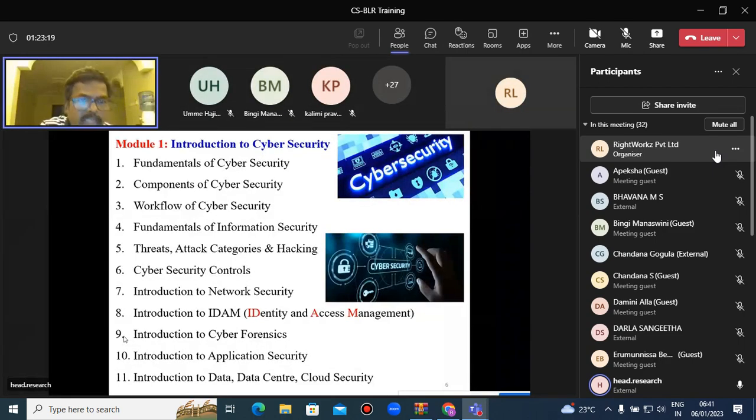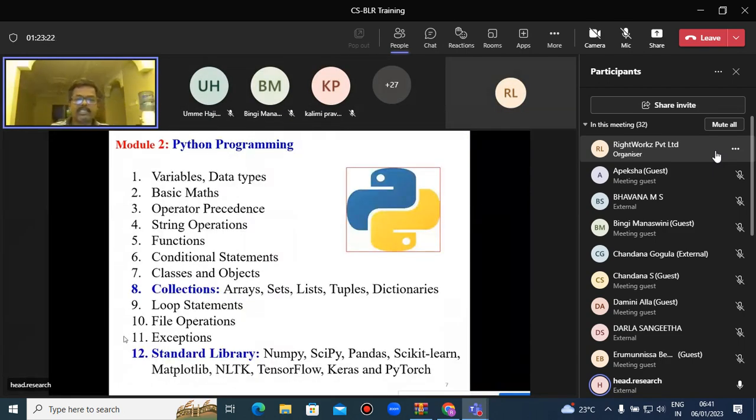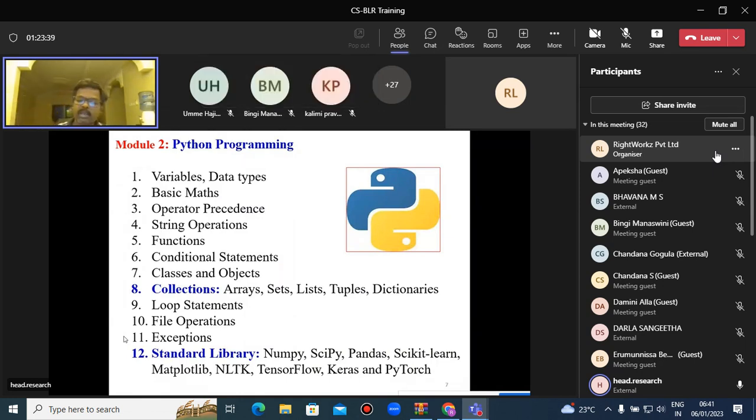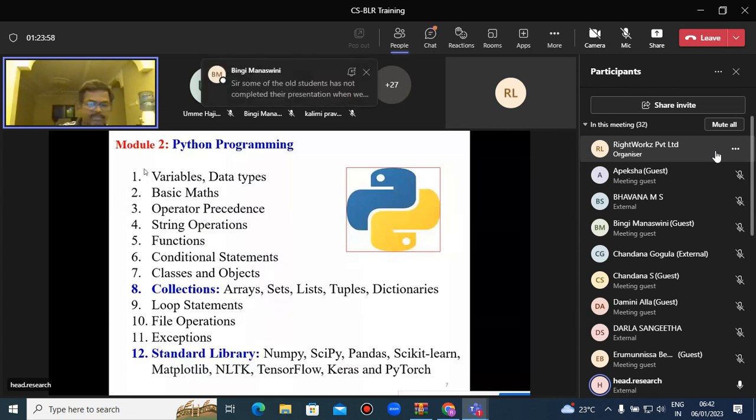Today I am going to explain Python programming with practicals: variables, data types, basic mathematical operations, operator precedence, string operations, functions, conditional statements, classes and objects, collections like arrays, sets, lists, tuples, dictionaries, followed by the loop statements, file operations, exceptions, standard libraries like NumPy, SciPy, Pandas, Scikit-learn, Matplotlib, NLTK, Natural Language Toolkit, TensorFlow, Keras and PyTorch.